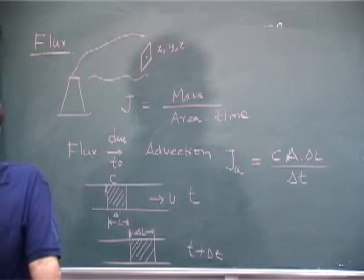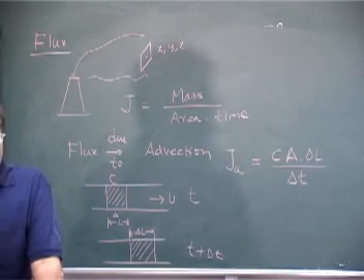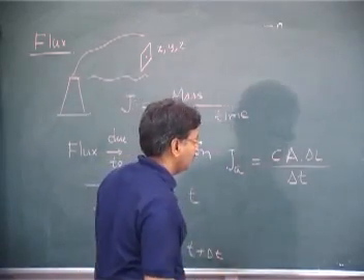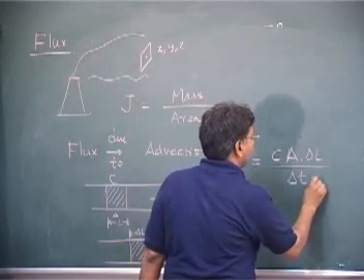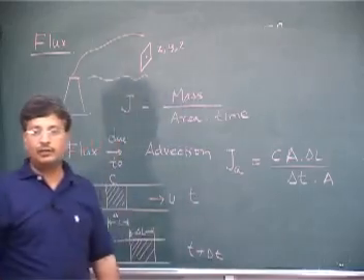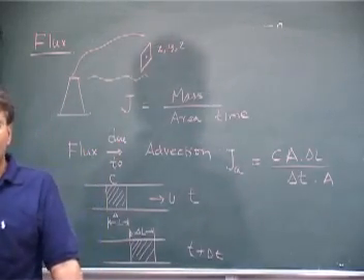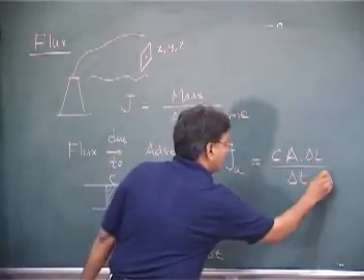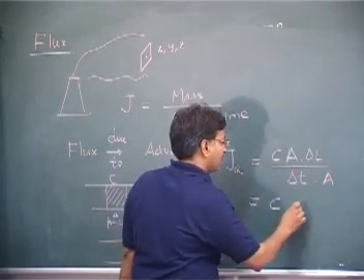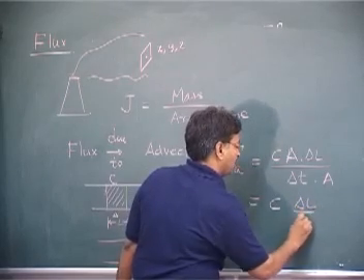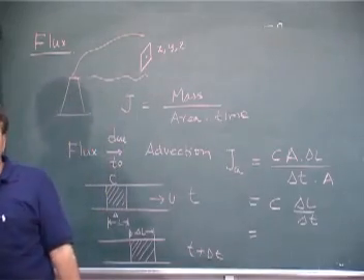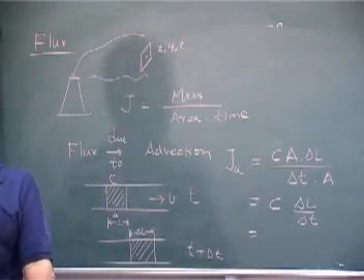Is this a flux? Mass per unit, or this is not the flux as yet. So what do I do? Multiply by the area. Now do you agree with me, this is flux? If this is the flux, C times A cancels out. This will be equal to C times U.